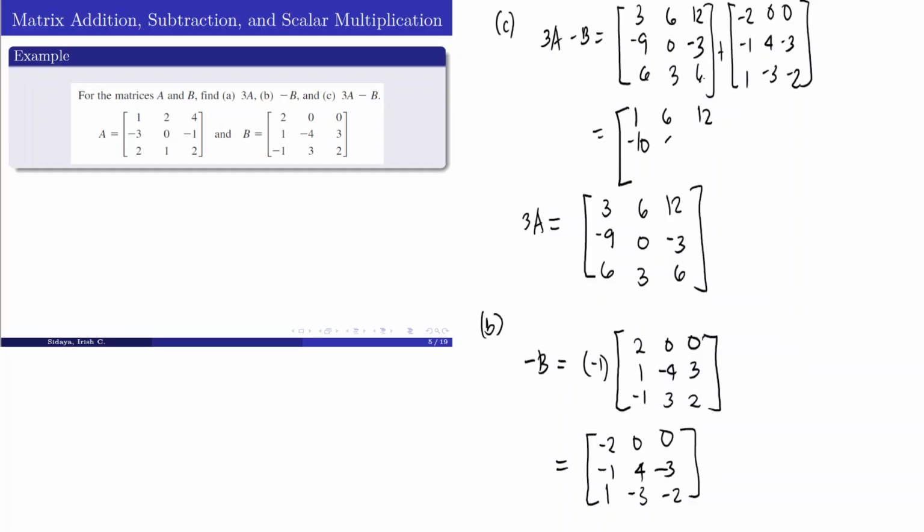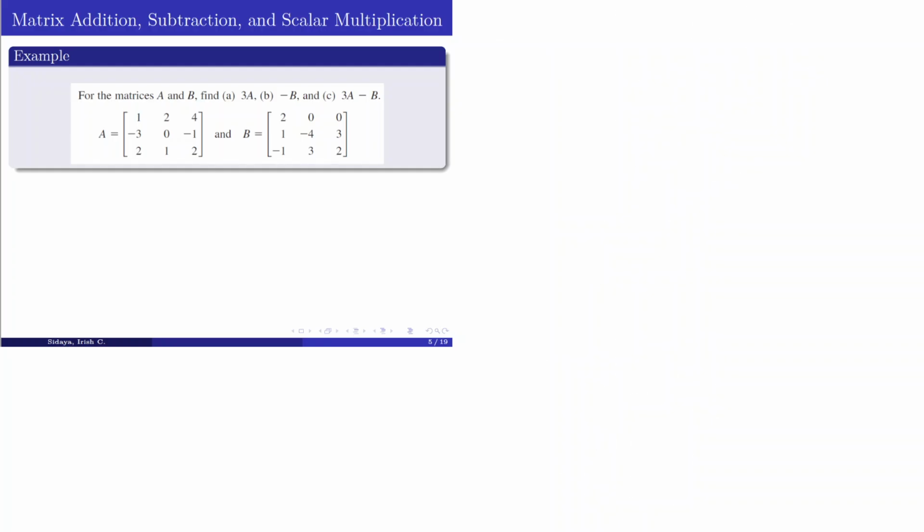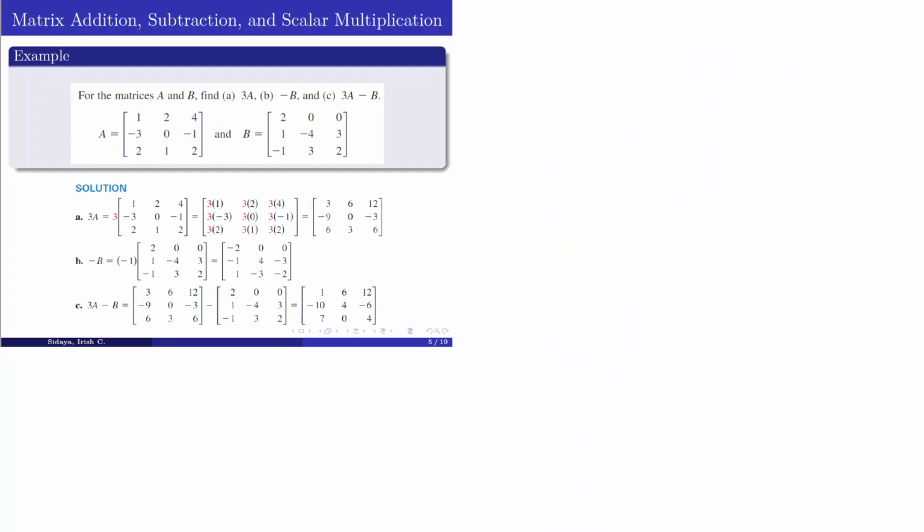-10, 4, and then -6, we have 7, 0, and then, sorry, that's 4. Okay, so we just simply add the corresponding elements of these two matrices. So the A11, the A12, and then A13, and so on. So we get this 3A minus B. So we have again these solutions for the given problem.